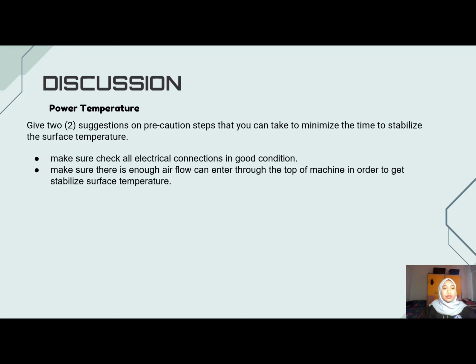So for the discussion on power and temperature, give 2 suggestions on precaution steps that you can take to minimize the time to stabilize the surface temperature. Firstly, make sure to check that all electrical connections are in good condition, and number 2, make sure there is enough airflow entering through the top of the machine in order to get a stabilized surface temperature.